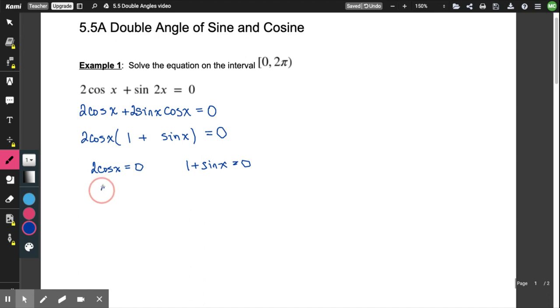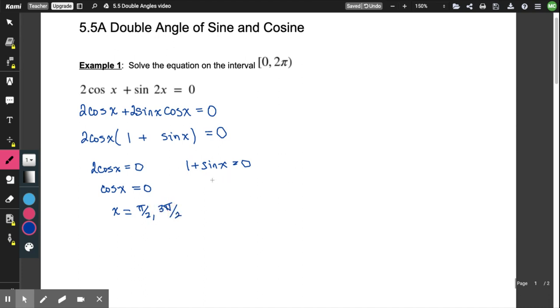For the first one there, I would divide both sides by 2, so that would give me cosine of x is 0. And then I could find the angles between 0 and 2 pi for which cosine is 0. Now since cosine is the x value on the unit circle, that's going to happen on the y-axis. So there would be 2 of those, one at pi over 2, one at 3 pi over 2.